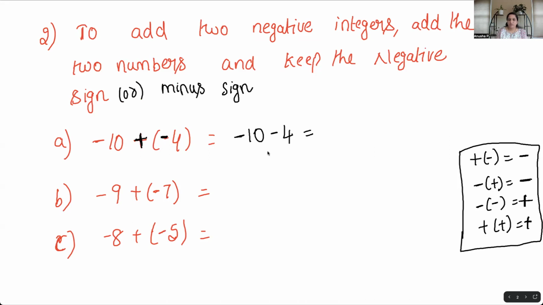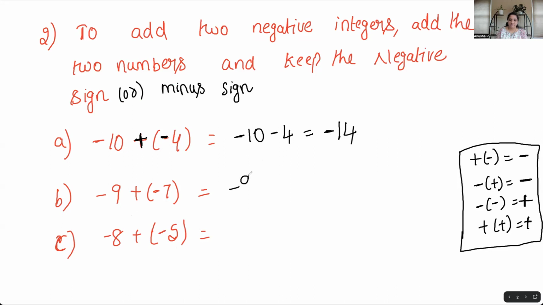Okay. So when you're adding two negative integers, that means both the numbers have the same sign, right? In that case, just add the two numbers and keep the same sign. So you're adding 10 plus 4, which is 14, and you're keeping the minus sign because both the numbers have the same sign.